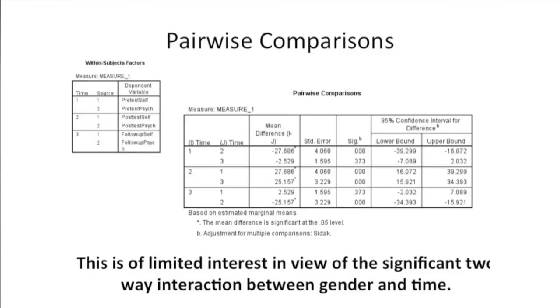So what we can see here is that the post-test scores on confidence were significantly higher than the pre-test scores on confidence. We can also see that the post-test scores on confidence are significantly higher than the follow-up scores on confidence. And we can also see that there's no significant difference between pre-test and follow-up scores on confidence. However, all of this is of limited interest in view of the significant two-way interaction between gender and time.